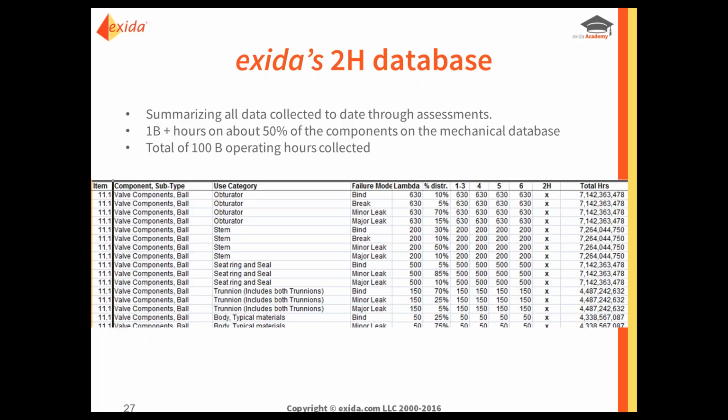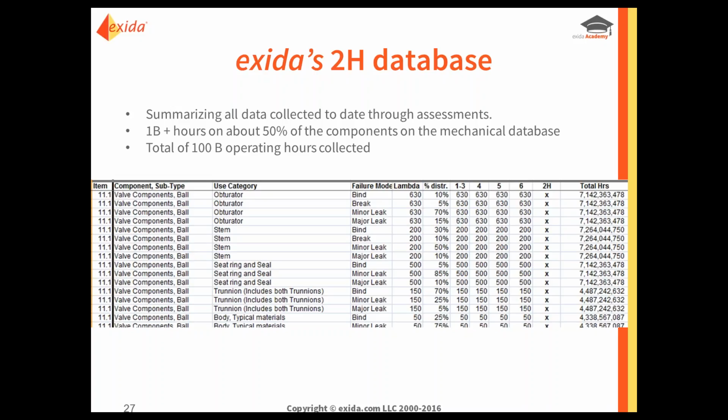So we look at the environment and the application for each component. If they are indeed 2H, they get a check mark when they receive over 100 billion operating hours, or 1 billion hours for each component. If the FMEDA is done and every component on the bill of materials is checked 2H, then the device is checked 2H.